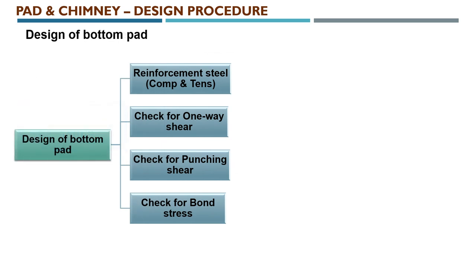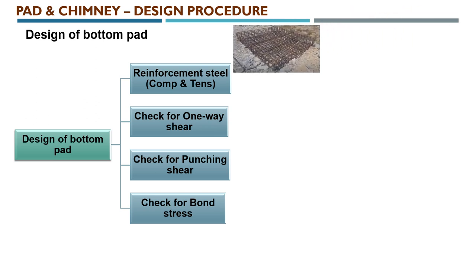The third main component is the design of bottom pad. This has four major activities. One is reinforcement steel we need to calculate for both compression and tension. Second one is we need to check one-way shear. You can see in the picture, this is a reinforcement arrangement of bottom pad, which is showing two layers. One is at the top, another one is at the bottom. So accordingly, we need to calculate the tension and compression and provide to the respective zones.